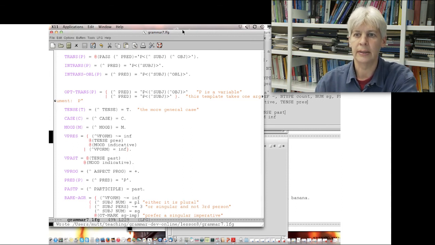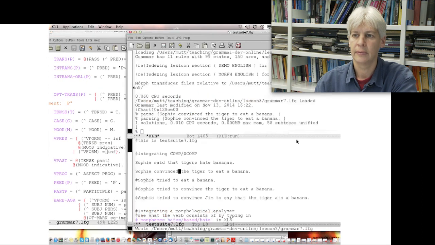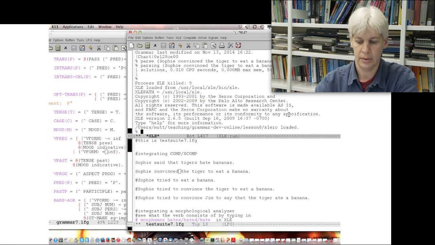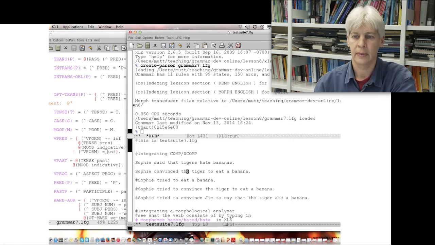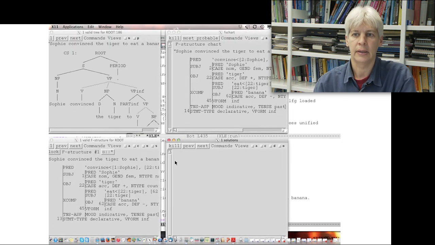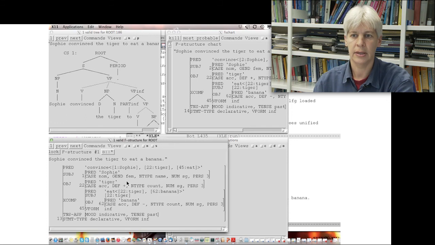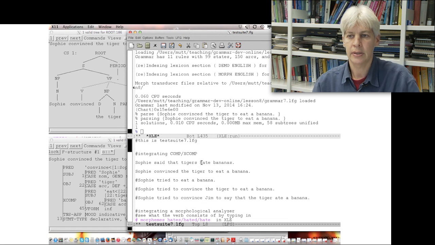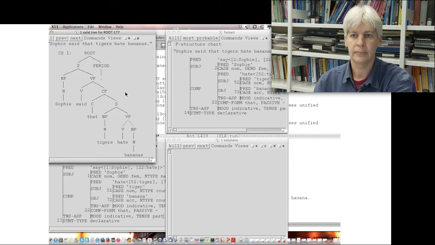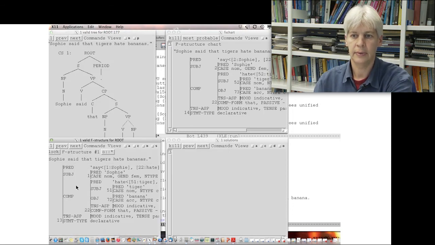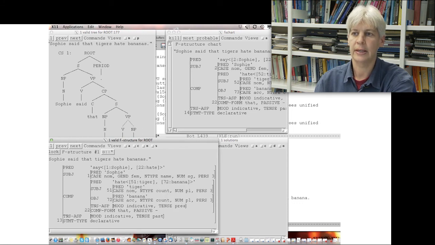Okay, now we can try it again. Reload. No errors so far. Convince the tiger, and we didn't break anything, and we can check. Now in the XCOMP there's no more of this present tense mood indicative, so we fixed that. That's very good. Now let's check that this one still works, that we didn't break anything. That one still works, one valid tree. This still looks good. Always check that you don't break anything.